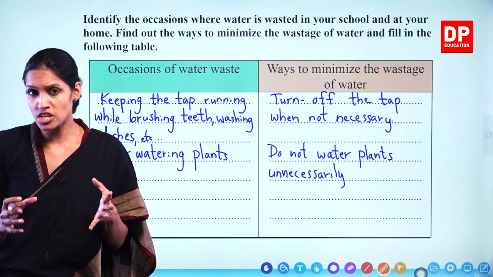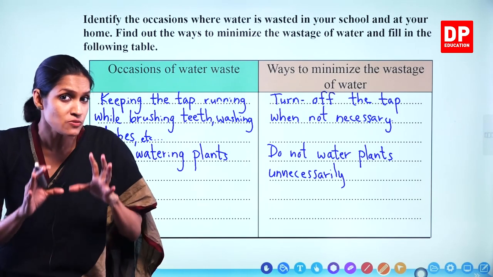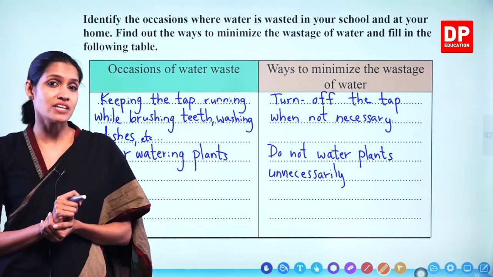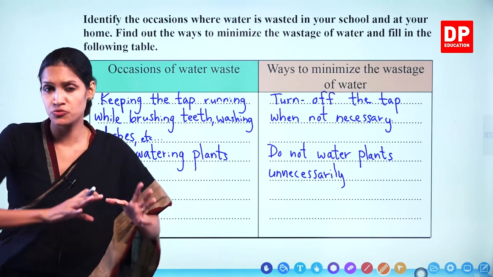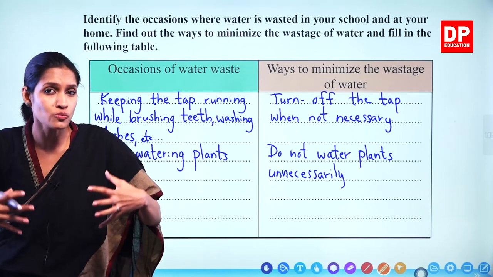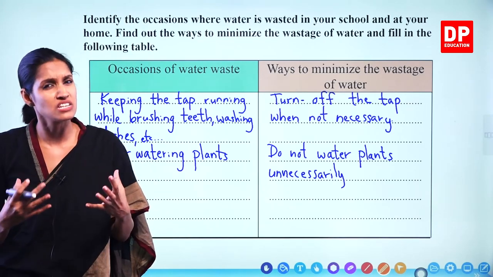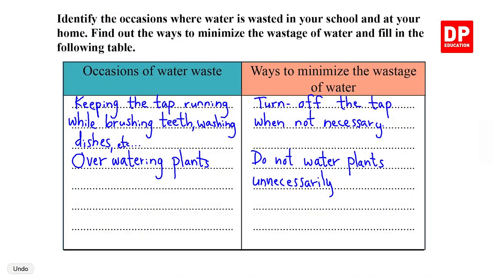Now, when we use washing machines, we have to wait till the washing machine fills with water in order to run it. Otherwise what will happen? Only if half of the machine is full, and if we run the machine, what will happen? Still, it will consume the same amount of water, and it is a waste of water. Okay, we will write that as well.